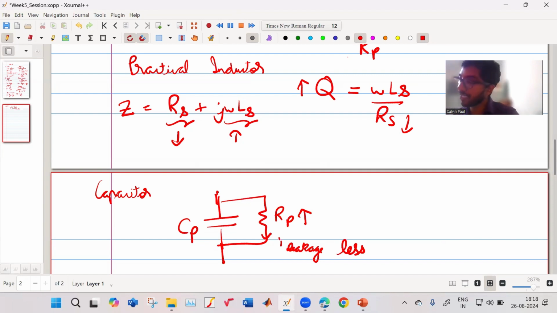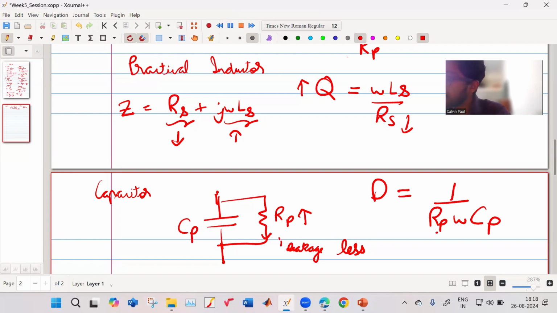And also you want Cp to be very high. So for capacitors, we use something known as the dissipation factor, which is known as the badness factor. That is given by 1 upon Rp omega Cp. We want my Rp to be as high as possible, and we want my Cp also to be as high as possible. Then we say that a capacitor is quite close to behaving like an ideal capacitor.